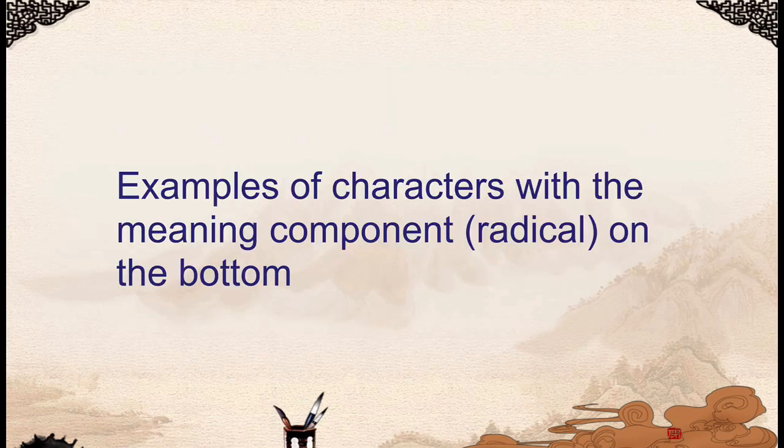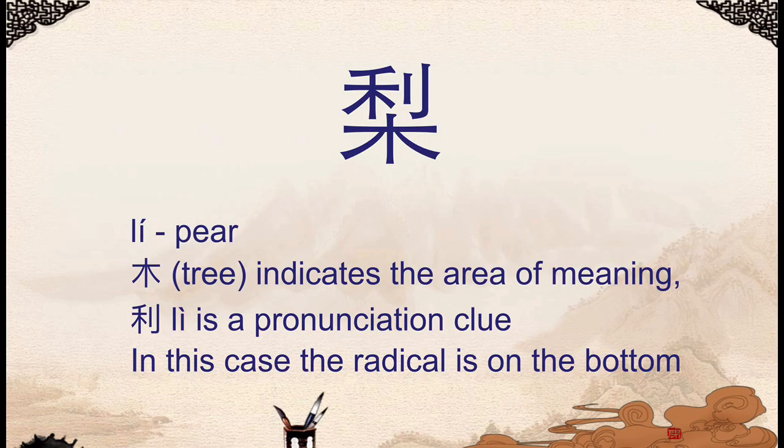So here are some characters with the meaning component on the bottom. Li means pear. The bottom half of this character means tree. And the top half, li, means something completely different, actually. But it's a pronunciation clue because it's the same syllable, it's just in a different tone. So you'll notice that the pronunciation clues in these characters actually mean very different things. They've just been borrowed because they have a similar pronunciation.